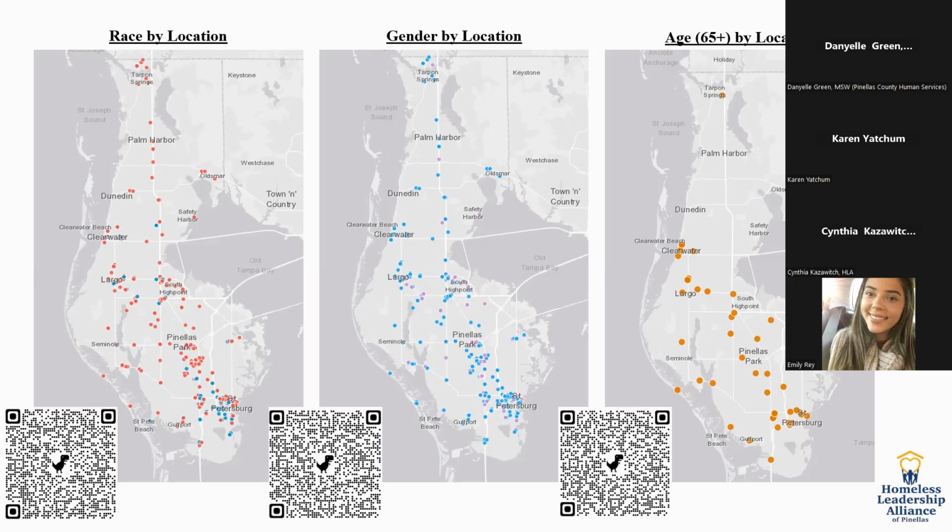The dots in red are those who identify as white, and the blue are the ones who identify as African American. And we can see there's a higher concentration in the southeast region of the county, right around the St. Petersburg area.